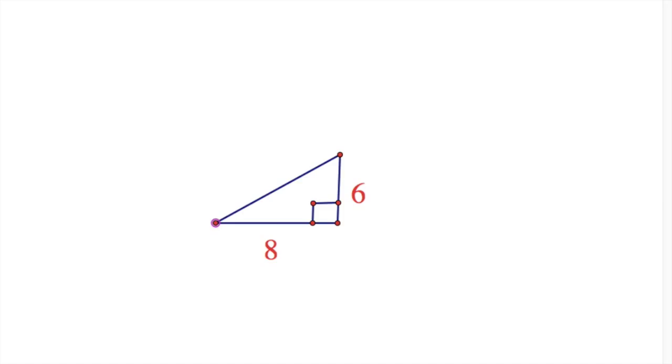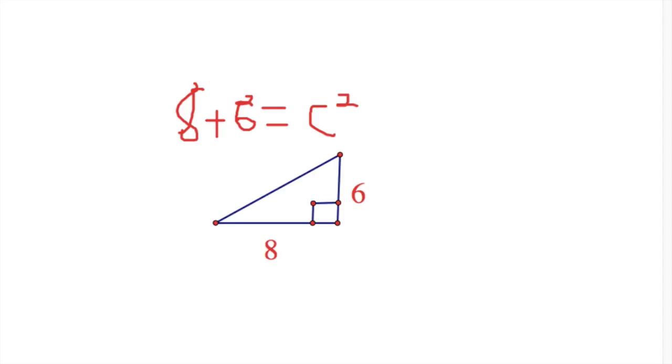So first, what we want to do is find a. A is 8, or it could be 6 if you want it to be. But I made a 8, and b is 6. So 8 squared plus 6 squared equals c squared.